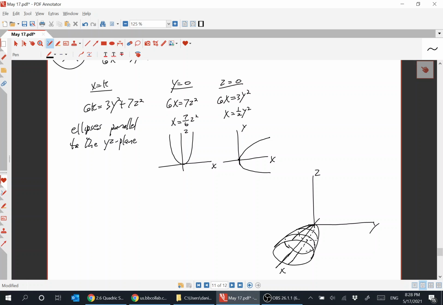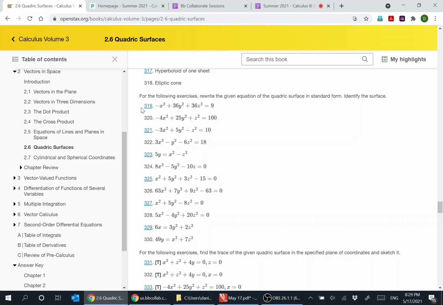Okay, so take a look at the rest of the problems that I assigned in this section. So 319 through 329 here are odd. You know, and sketch those surfaces. Find the ellipses and parallel to which plane, and then find the curves that frame them, and then you'll be able to draw the surface. All right?